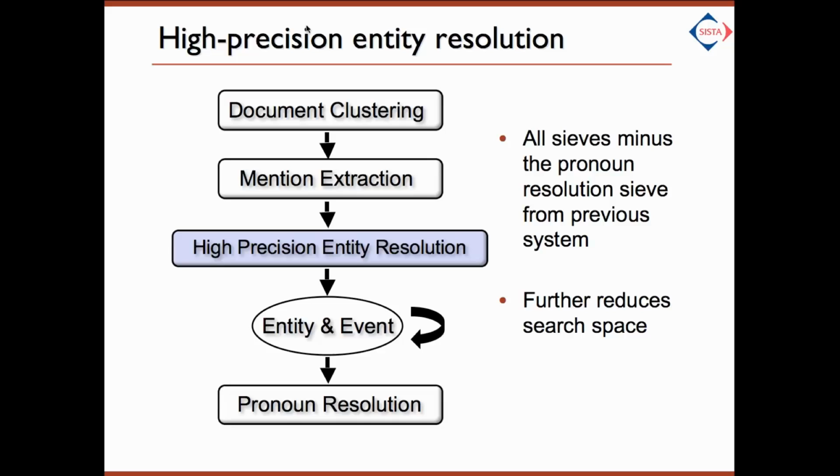So this level is essentially exactly the same system as before, minus the pronominal sieve. And the goal of this step is, again, to reduce search space. If you have this deterministic system that does a good job on entities, why not use it? And then you already have some clusters built in, right? You don't have to search for those again. And this is the meat of the system, right?